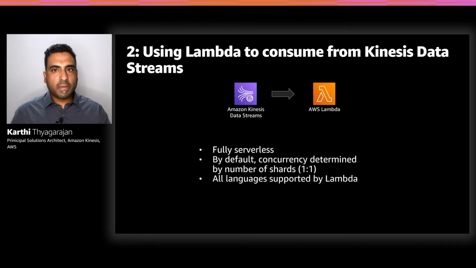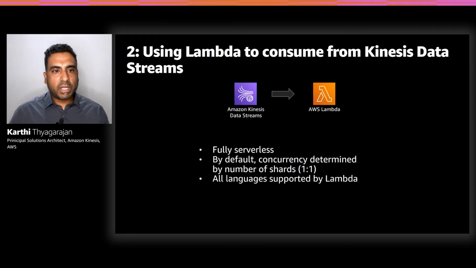And once you've set up a Kinesis data stream as a trigger for your Lambda function, then the native Kinesis Lambda integration, this is something that the Lambda team has built, actually invokes one Lambda function per shard. This is the default behavior. As we'll see, we have some options for tweaking this based on our processing needs.